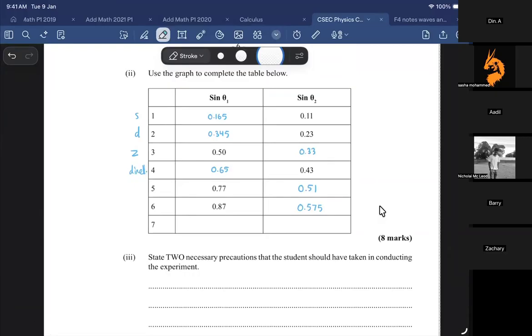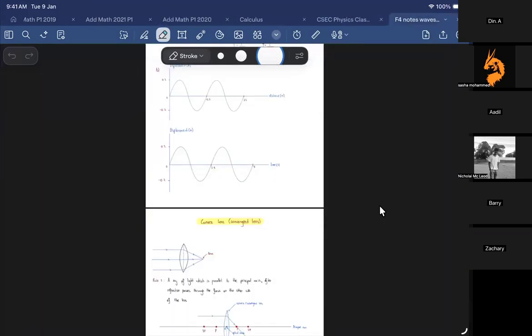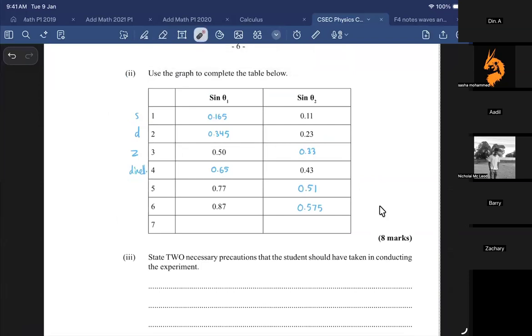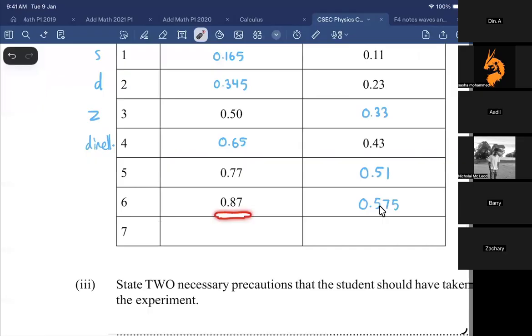My advice though, Nikolai, if they do something like this in the exam, is this. You can see the values are increasing for theta 1 over here. Yes, sir. And you see now 0.16, 0.34, 0.5, etc. My advice is just take a value bigger than 0.87.